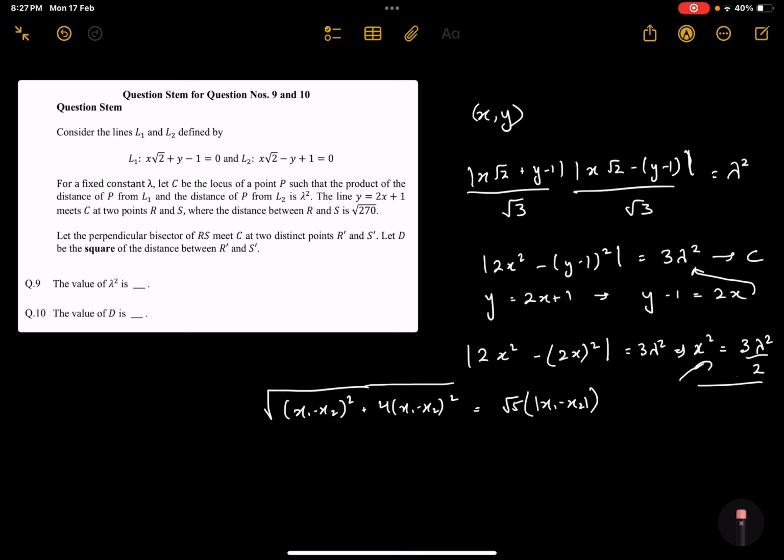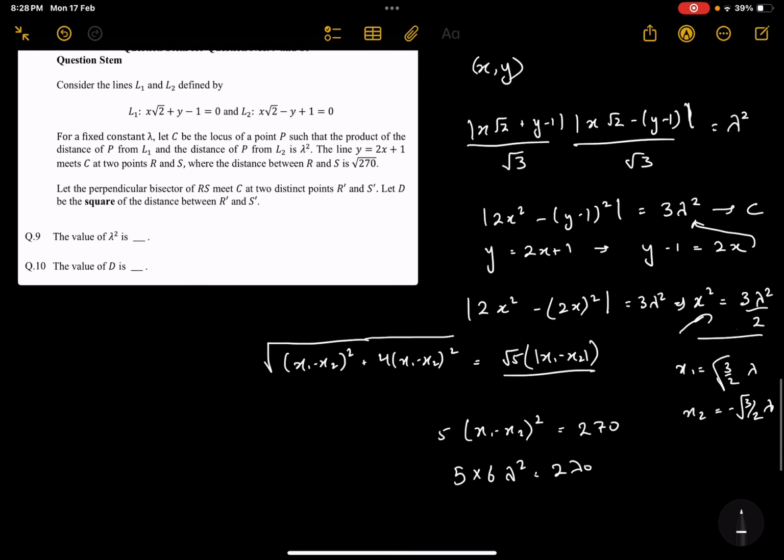Or we just need the square. So this is the distance between the 2 points. So root 5 times (x1 minus x2) equals root 270, and we have x1 equals root 3 by 2 lambda, x2 is minus root 3 by 2 lambda, so x1 minus x2 is root 6 lambda. Root 5 times root 6 lambda square is 270, gives me lambda square equals 9.